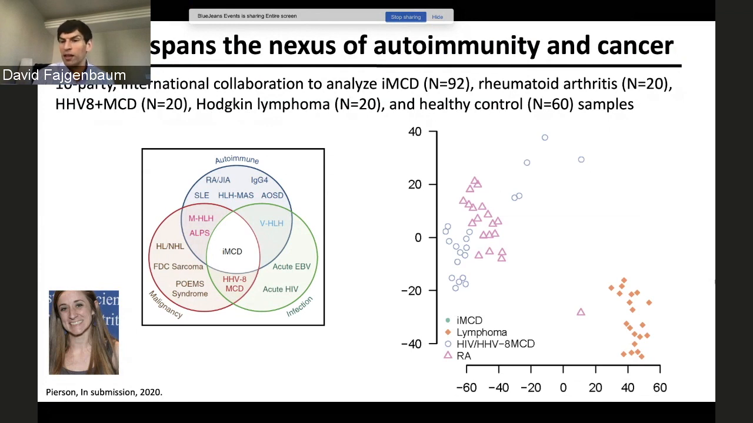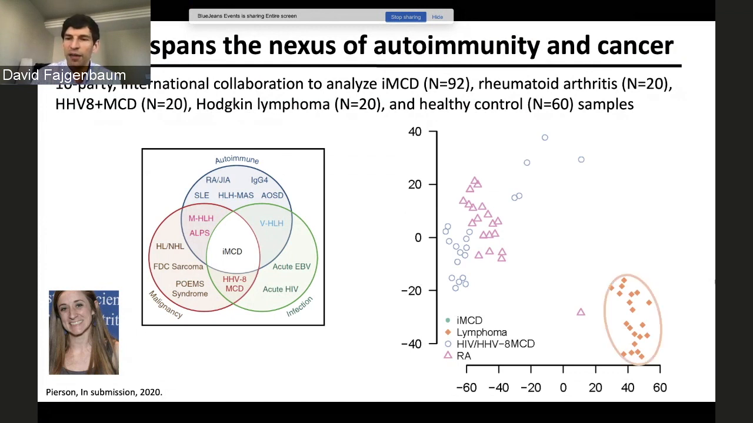And so the idea being, the first question was, well, let's see how similar iMCD is to some related diseases. Is it more like a lymphoma? So is it more cancer-like? Is it more like an infection like HHV8? Is it more like an autoimmune disease like rheumatoid arthritis? And so this first plot is a t-SNE plot. In t-SNE plots, the location of every point is relative to the other points. So each point here on this plot represents a single sample, so a single patient. And the closer the 2 dots are to one another, the more similar those samples are across 1,300 analytes. It's a way to reduce 1,300 dimensions down to a 2-dimensional plot.